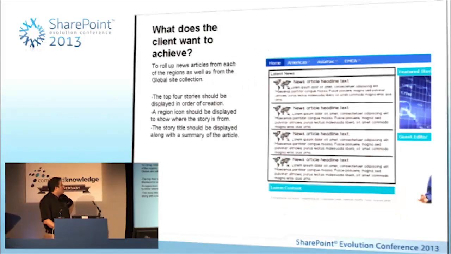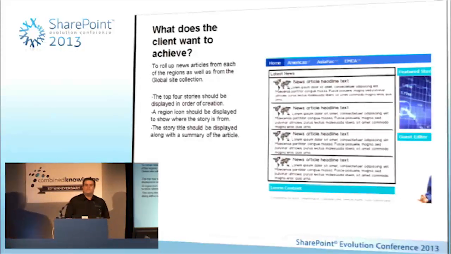So for this particular piece of work I did, the client had a key requirement to produce a news article roll-up on their front page. So it's the pretty typical intranet story. They want to see their top 4, top 5 stories appear on the front page. They had a particular format. Because of the global regions, they wanted an icon that showed which region the story came from. They wanted to see the headline and just a short descriptive piece of text about the story.